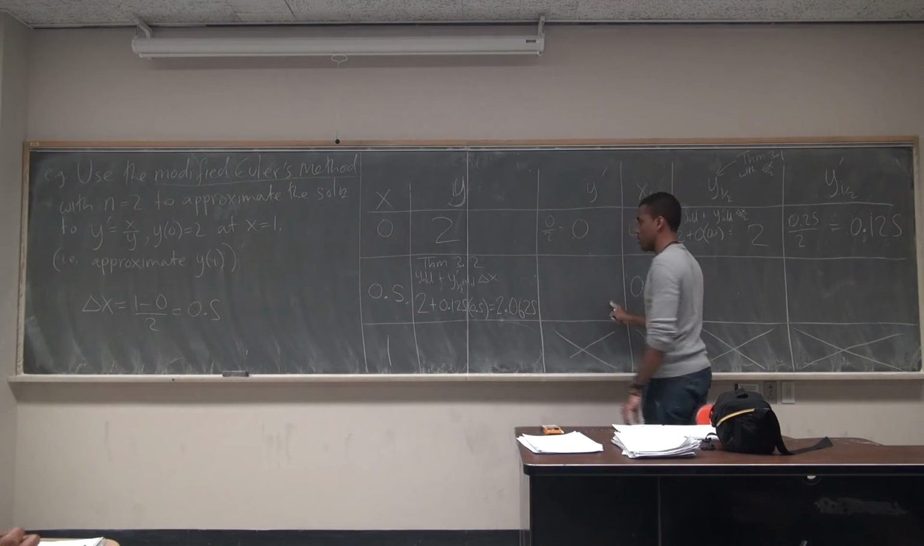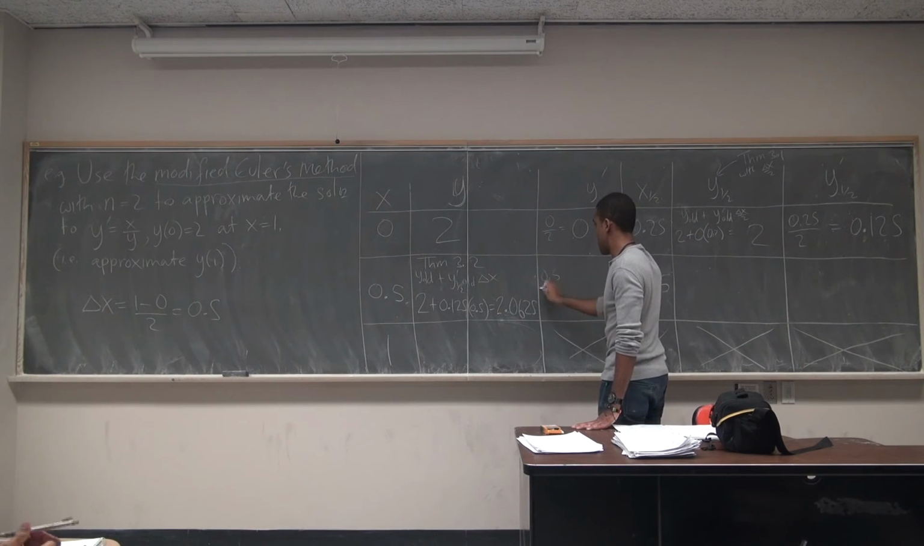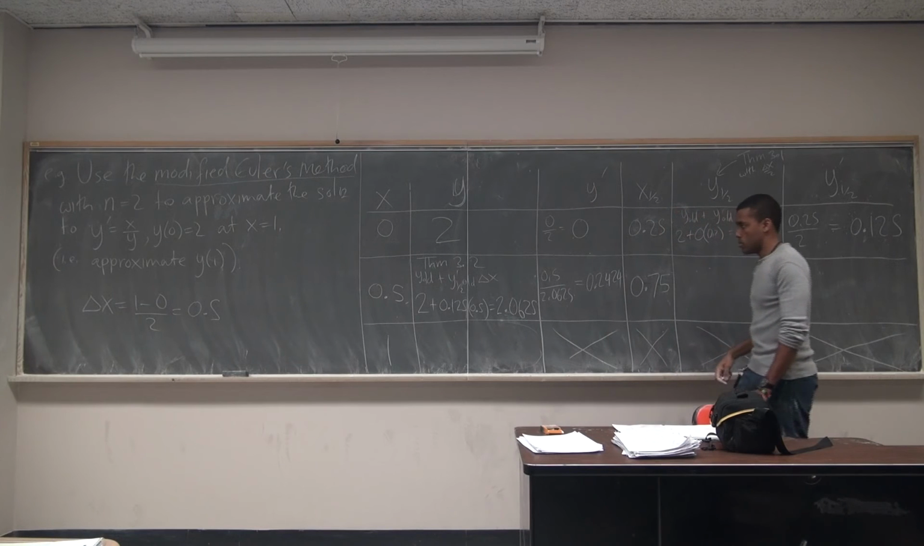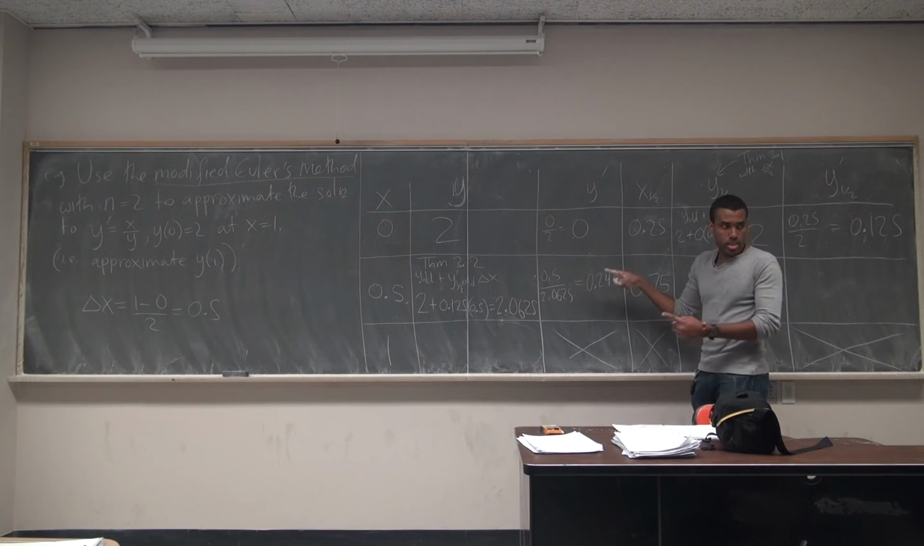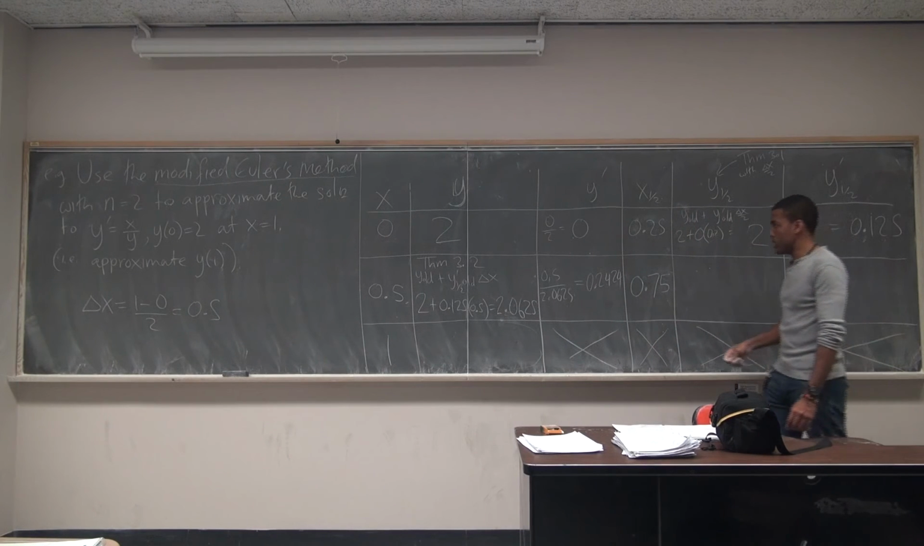What goes here? 0.5 over 2.0625. And what is that? 0.2424 repeating. Don't just copy. Try this in your calculator while we're doing it, so you're getting the same numbers, to make sure that you can actually do it.